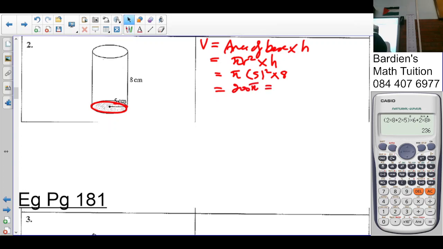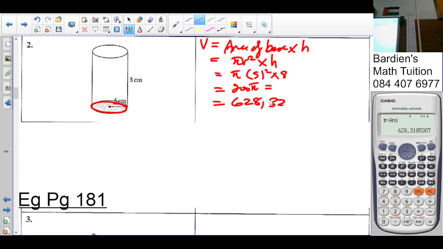So it's 200 pi. It's going to give you 628.32 centimeters cubed. Is there anybody that's confused? Who doesn't understand? Who understands? You all understand, yeah?